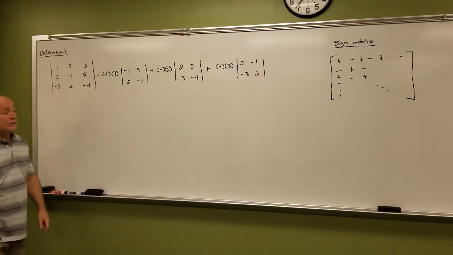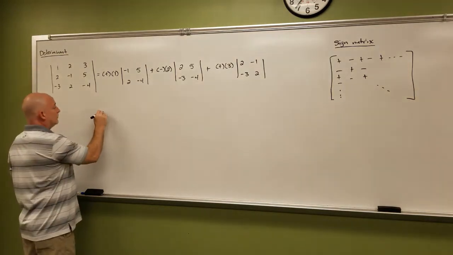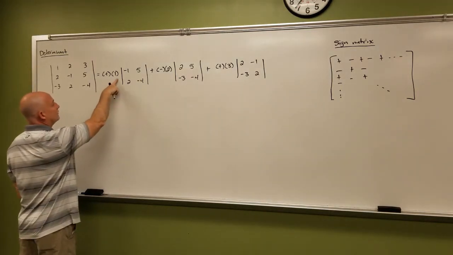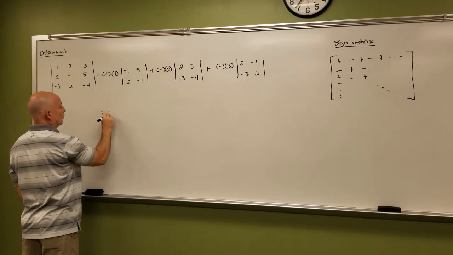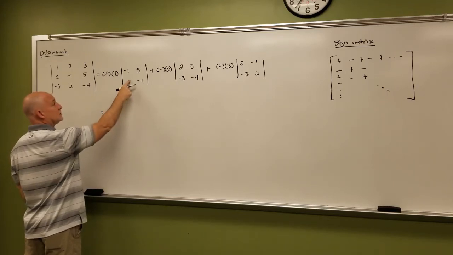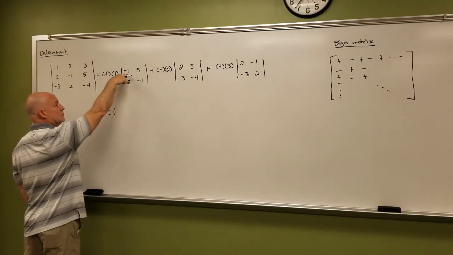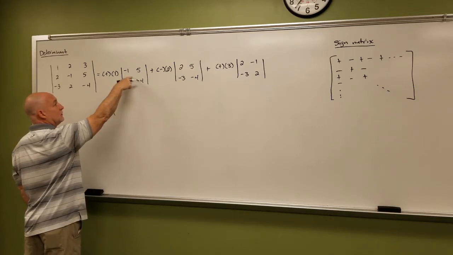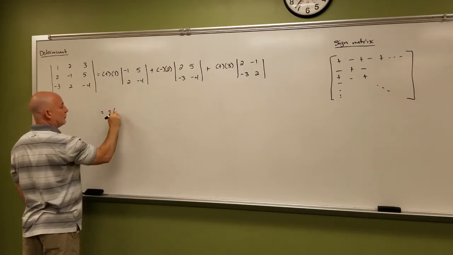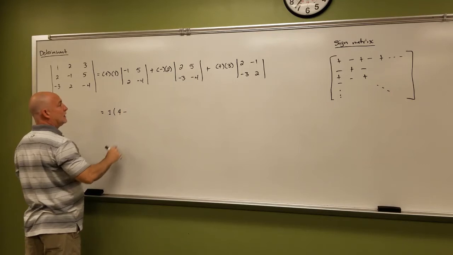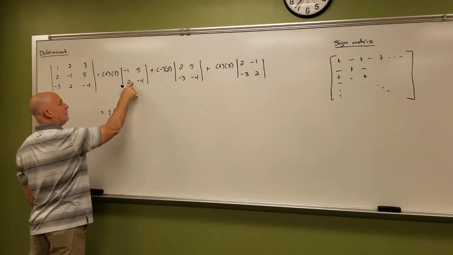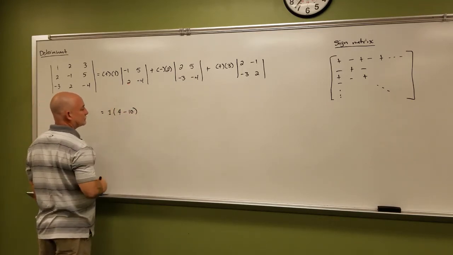All right, so now what we've got to do is clean this up. So let's see. First, positive times 1, positive 1 is still just a 1. Now we know how to do the determinant of a 2 by 2 by definition. You multiply down the main diagonal, so -1 times -4 is +4, minus multiply down the off diagonal, 10.